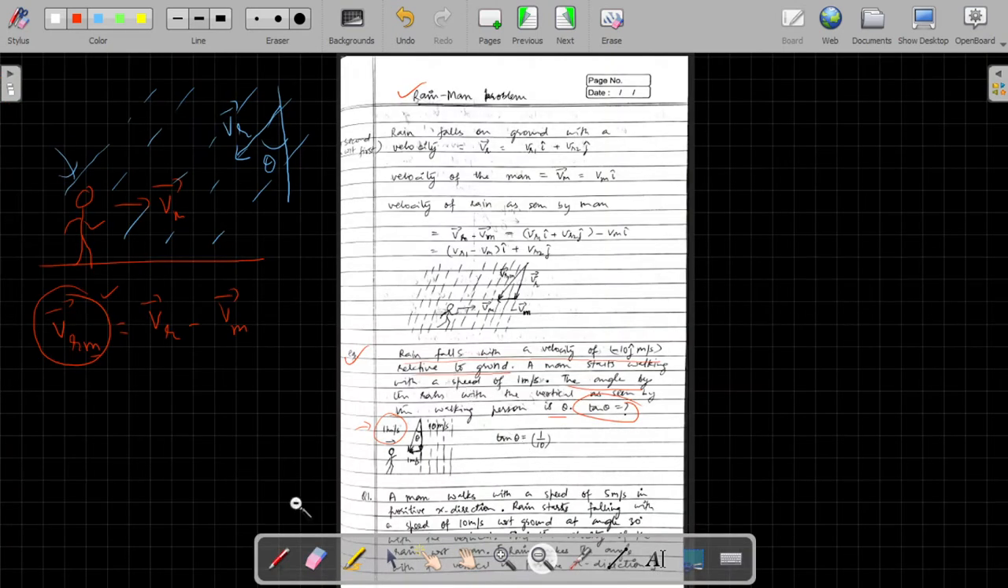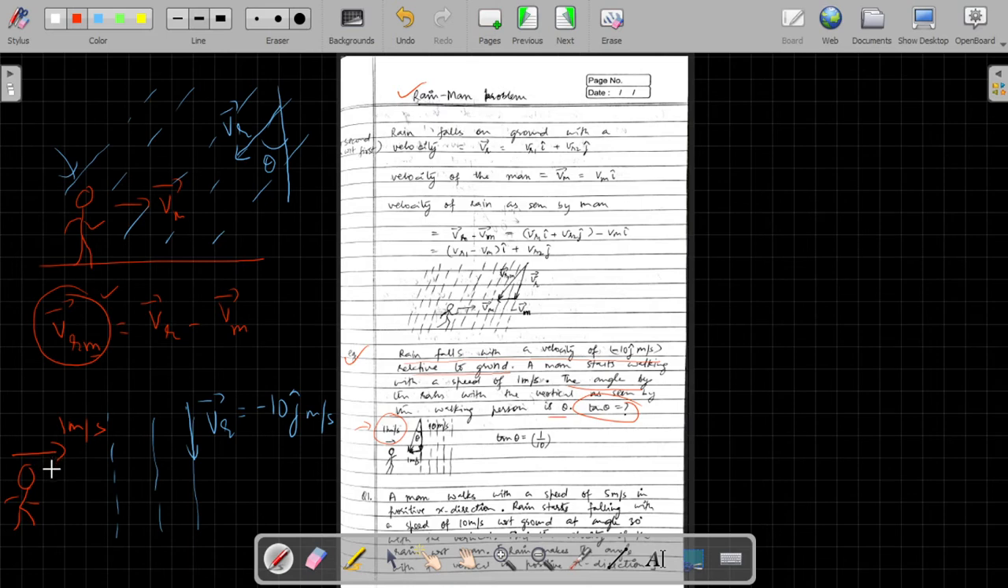That is, the man is seeing the rain coming towards him at some angle with respect to the vertical. What is happening here is that the rain is falling vertically downwards with some velocity, and we know this velocity vector. This is minus 10 j cap meters per second. Now the man starts walking with a speed of 1 meter per second in the rightward direction.